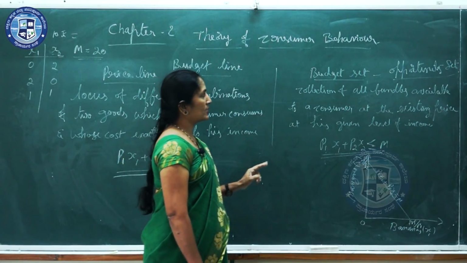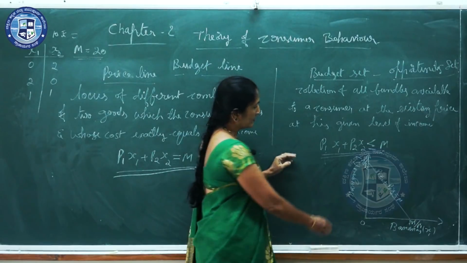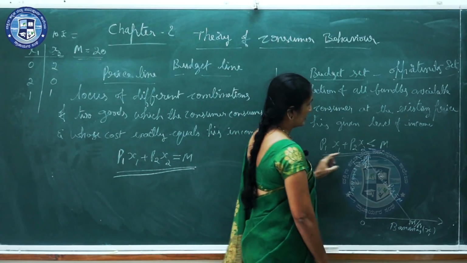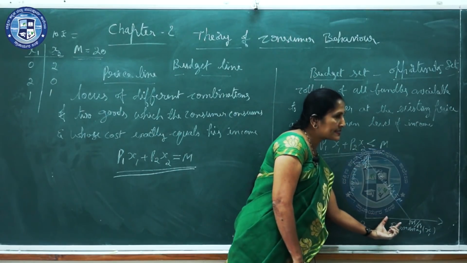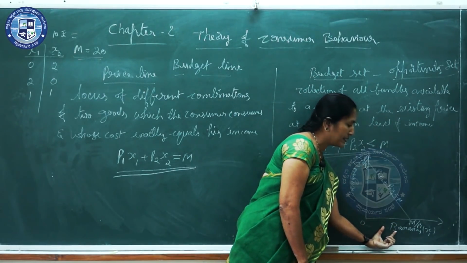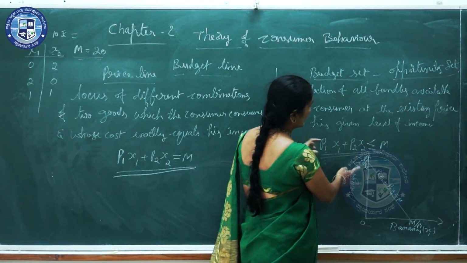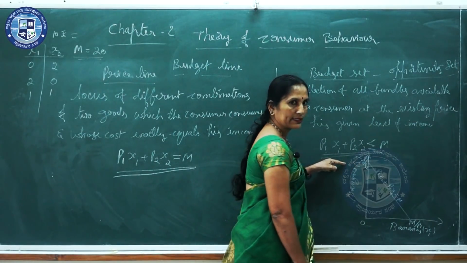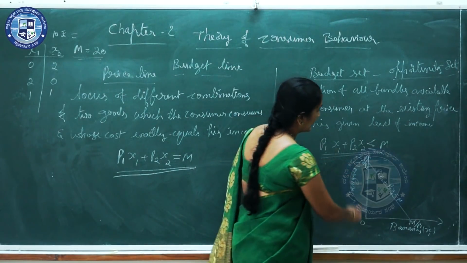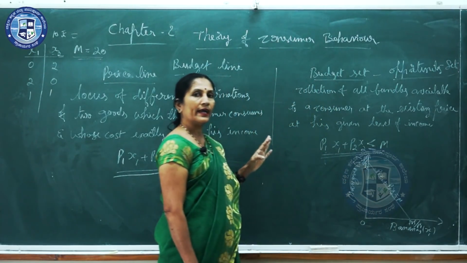The budget set we can explain with the help of a diagram. Here there is an OX axis and an OY axis. On the OX axis we write bananas, that is x1. Then on the OY axis we write mangoes, that is x2. So there is a straight line, that is, the budget line.